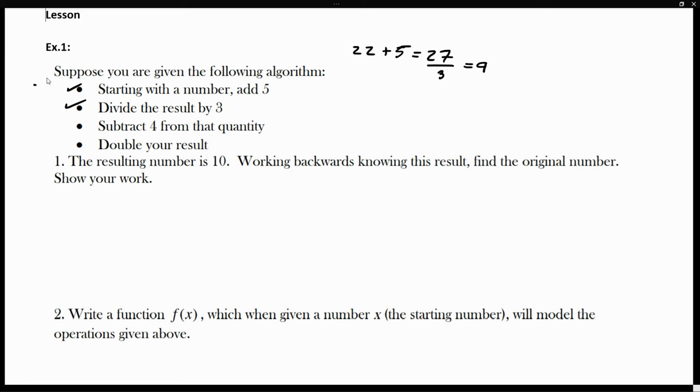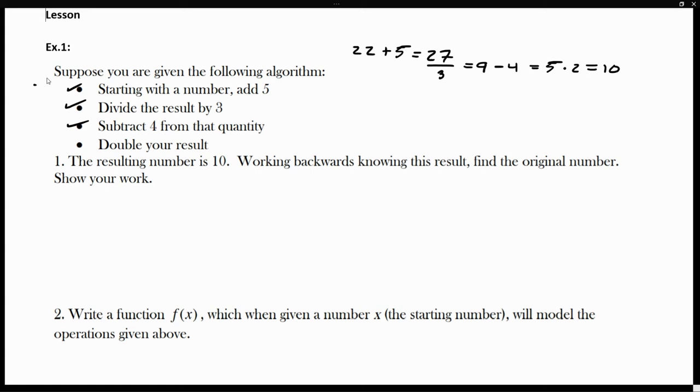Now the next step says to take a look at your result and take away 4, which is going to give us 5. And the last step is to just double the result, which in this case, if we multiply by 2, is going to give us 10. So all we did here was a series of steps. Now we know that the result of these steps was 10, which is exactly what we got here.